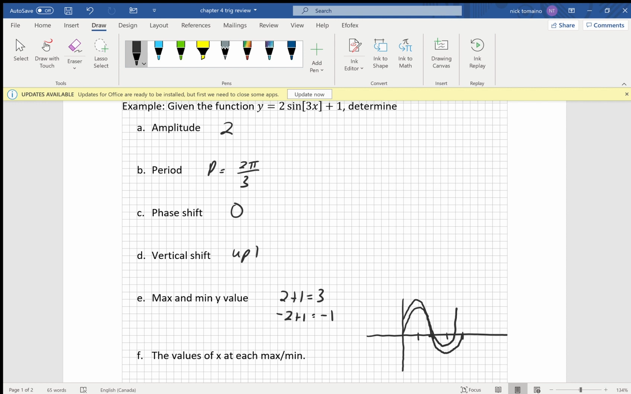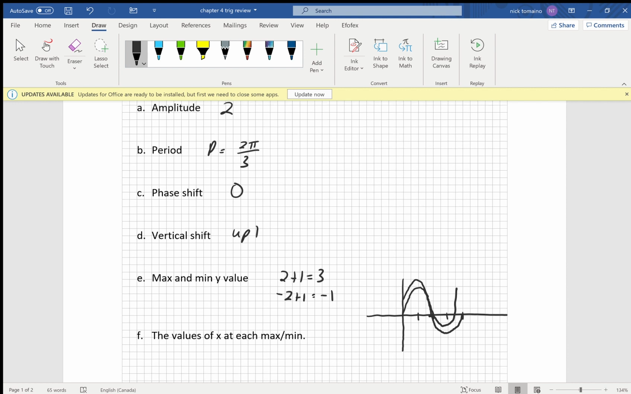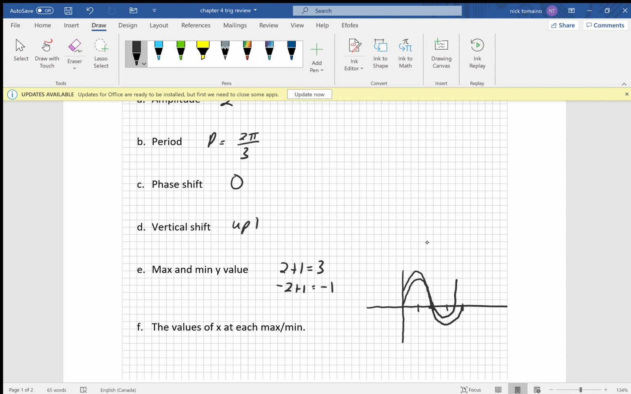Now we know that the max occurs at a quarter of the period, and the min occurs at 3/4 of the period. If we take a quarter of the period, we have 1/4 times 2 pi over 3, and we get 2 pi over 12, which is pi over 6, and this is where the max occurs. And the min occurs at 3/4 of the period, so we have 3/4 times 2 pi over 3. We can cross that, get a 2, and that occurs at pi over 2.